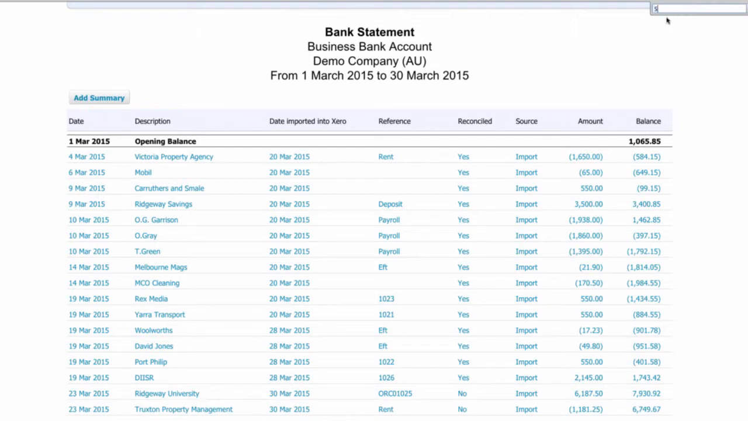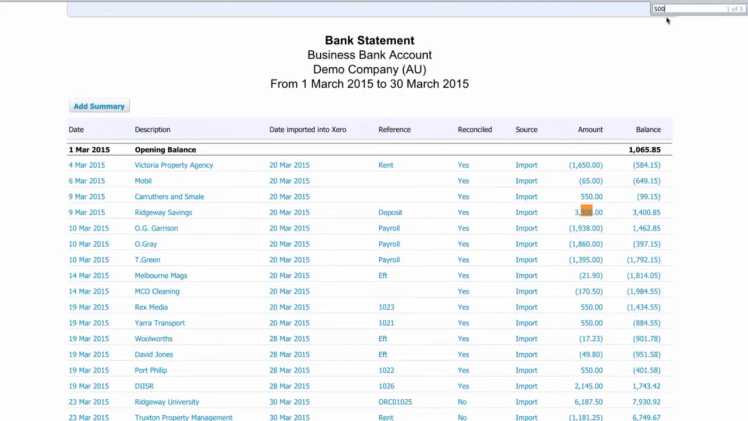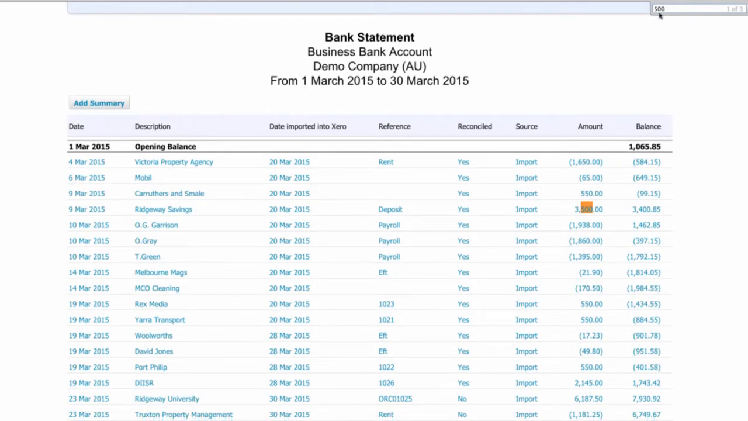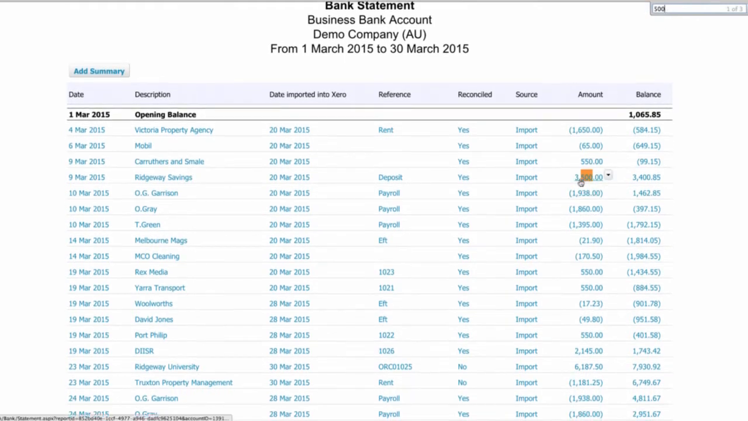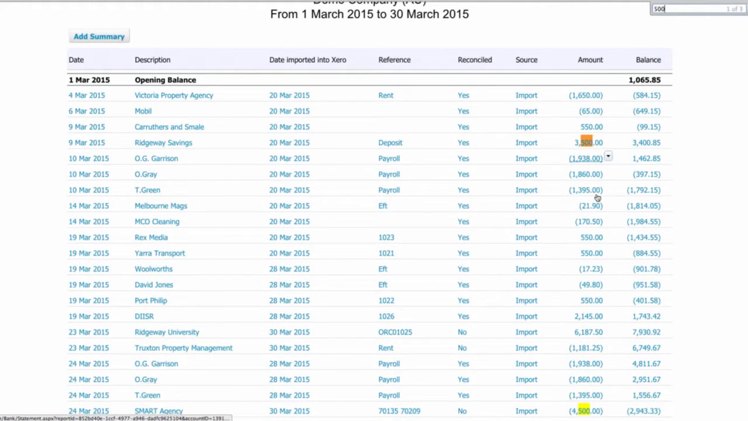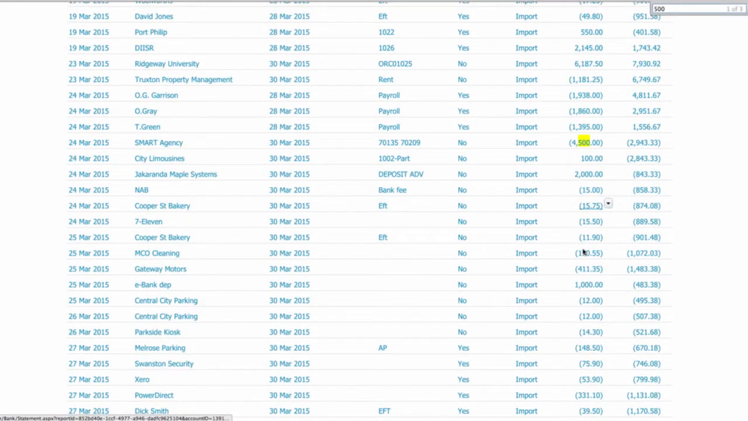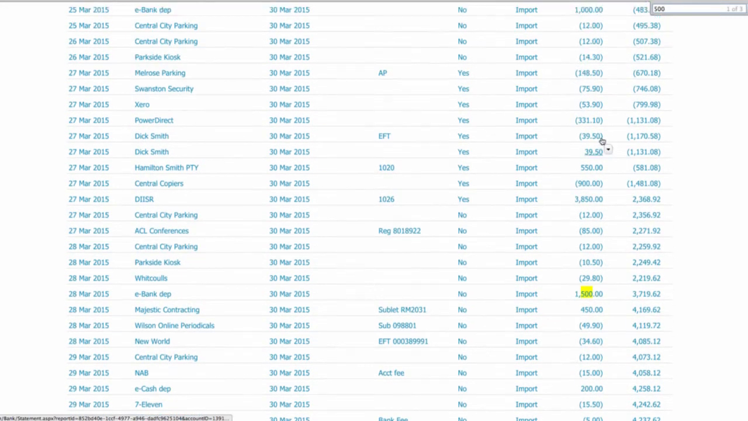It's just the same as using find in Xero, in Excel. Find and replace, or not find and replace, but find. So I Command F on my computer, and I've typed in 500. There are 3 500s on this page. There's one here with 3.5, there's this one, and there's another one down here. But they're all part of another one.